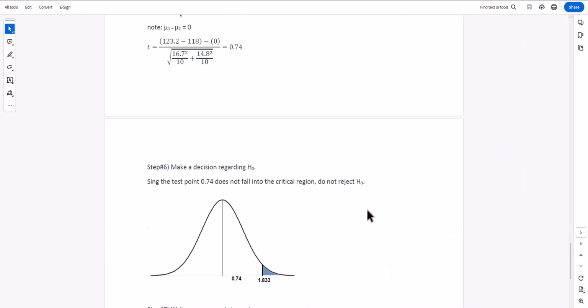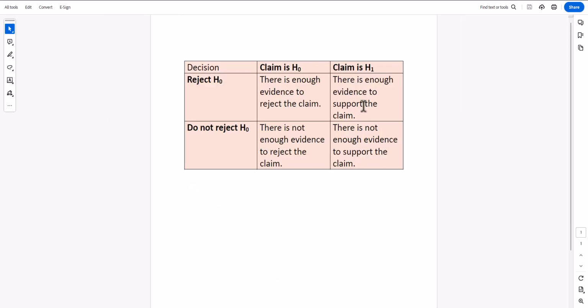We're ready to make our decision. 0.74 falls in the non-critical region. So now we can summarize. Our claim was H sub 1, but we did not reject. Therefore, we would write down there is not enough evidence to support the claim.